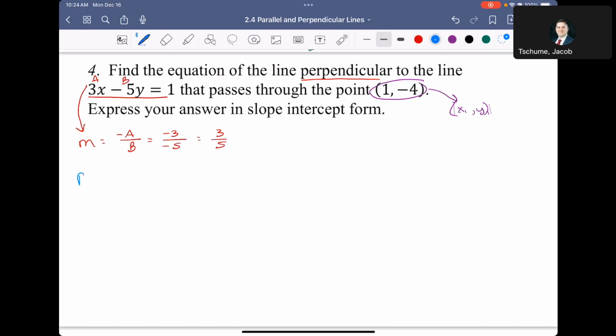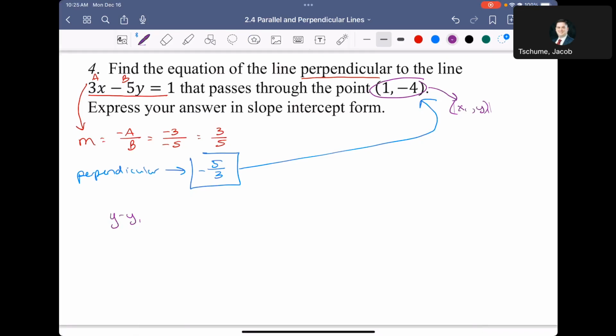But since I want my line, or our line, I should say, to be perpendicular, we don't want to use 3/5. We want to use its negative reciprocal. So I would flip the fraction over, put a negative in front, and this is the slope along with the given point that I want to use to write the equation of our line. Now, I cannot go directly into slope-intercept form because I don't know what the y-intercept is. So what I will have to do, similar to the last problem, is begin with point-slope form.